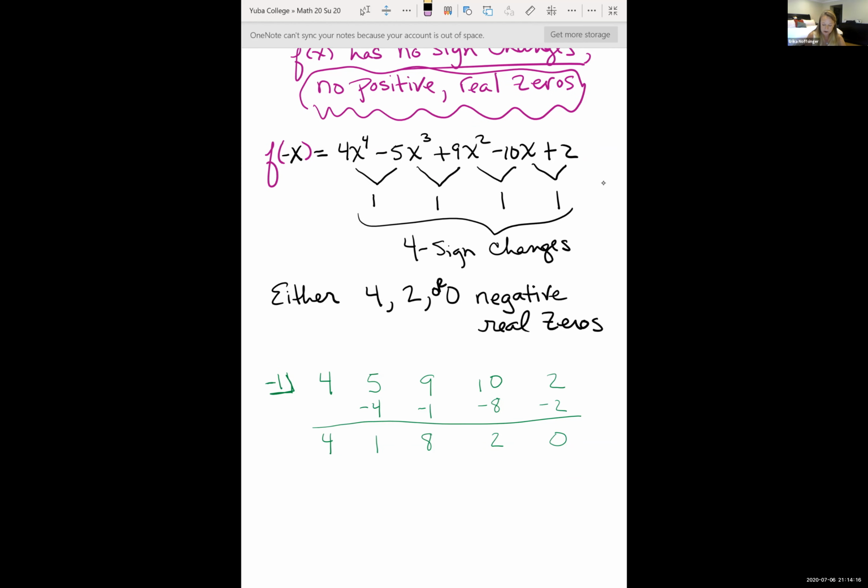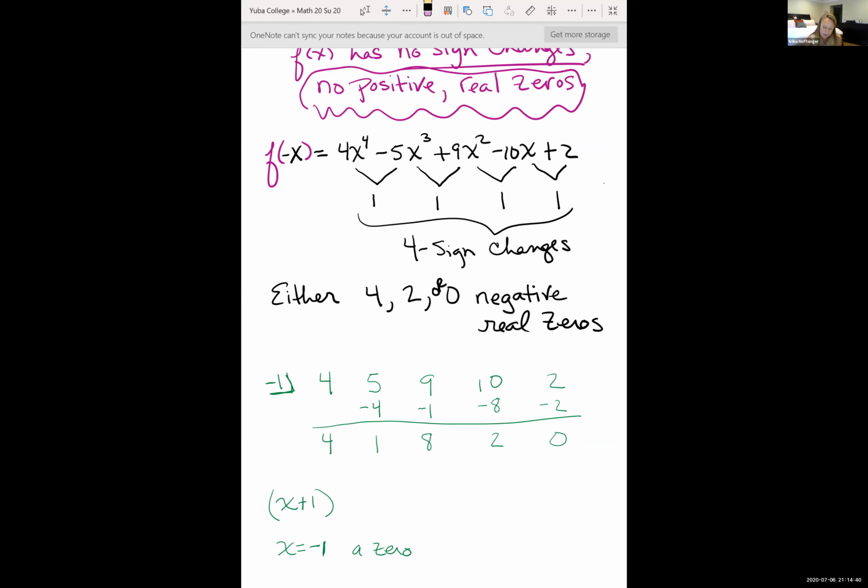That's my remainder. So x plus 1 is a factor. X equals -1 is a 0. If I add 1 to both sides, x plus 1 equals 0.